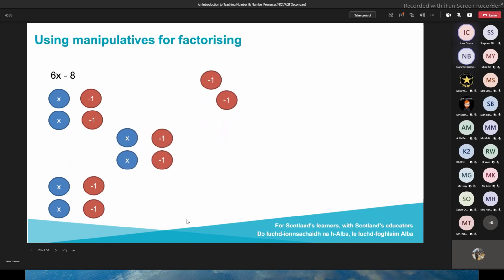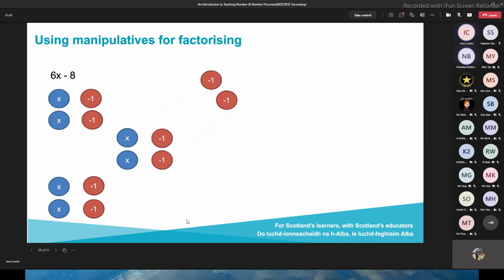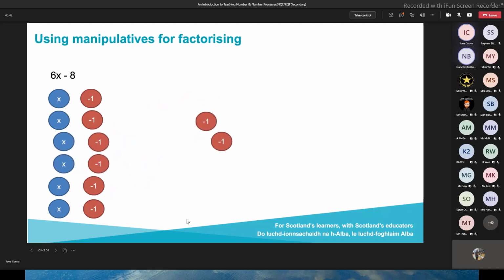So let's see if we can... Sorry, Nanette, that first one is trying to split into 6. Sorry, it's not clear. Yeah, sorry. If we try and divide by 6, we've got that. Thanks, Iona. Sorry, not looking at the slide properly. You can tell it's late in the day, can't you?